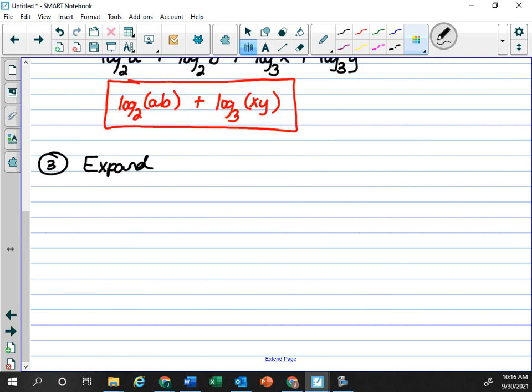So let's expand again. This time you have log base 3 of 27 over 2.